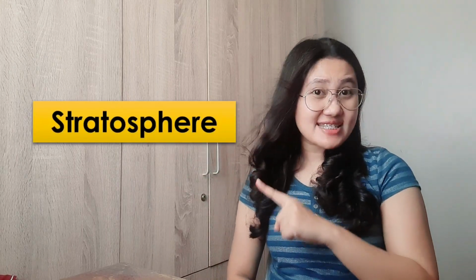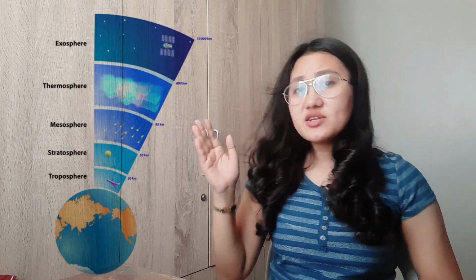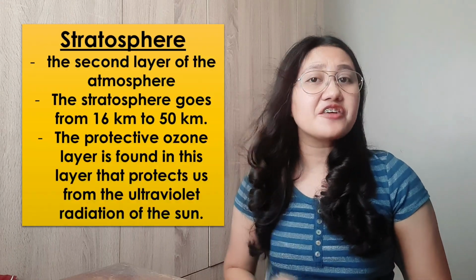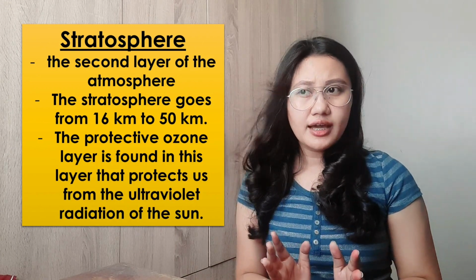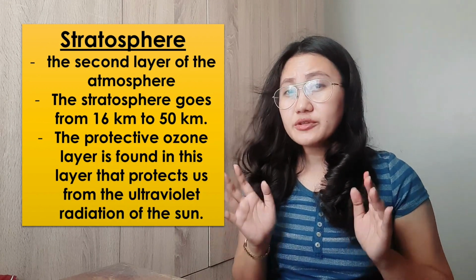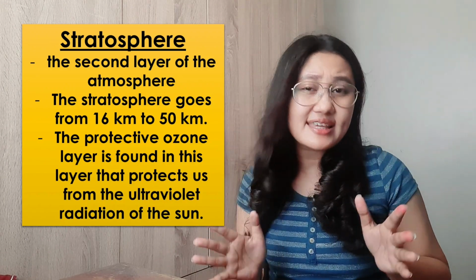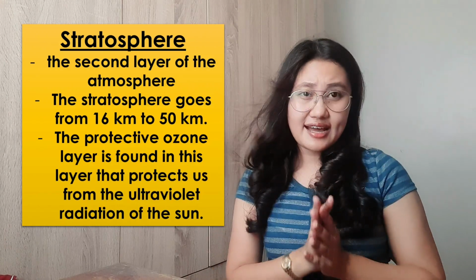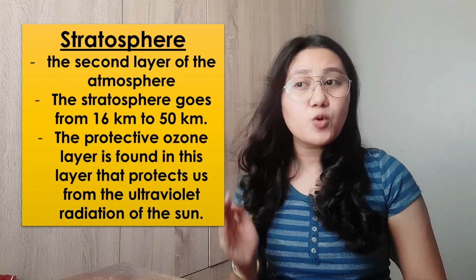Kung makikita nyo, ang stratosphere, yan yung second layer ng ating Earth's atmosphere. At ano ba ang kanyang height? So, ang stratosphere nagsisimula yan sa 16 kilometer hanggang 50 kilometers. At alam nyo ba na sa stratosphere makikita yung ating tinatawag na protective ozone layer? Ano bang ibig sabihin ng ozone layer? Diba ito yung nagpoprotekta sa atin sa mga ultraviolet radiation from the sun? At yan na nga. So yan, naandito sa stratosphere yung ating protective ozone layer.